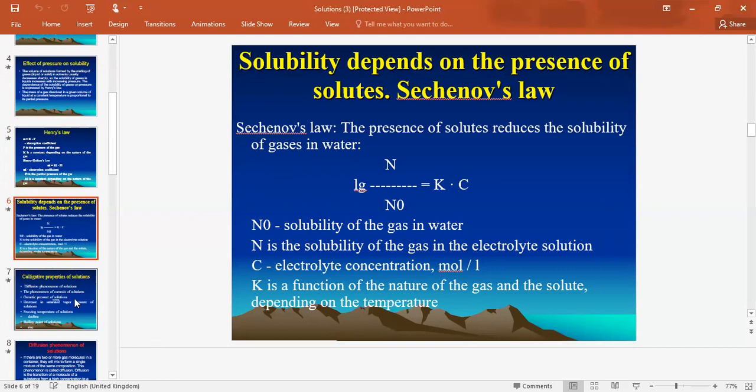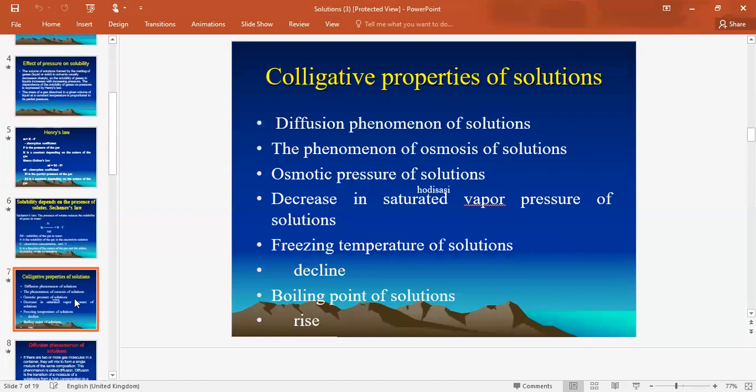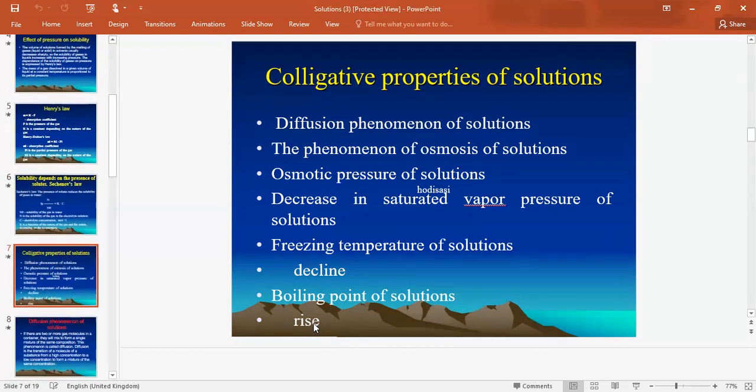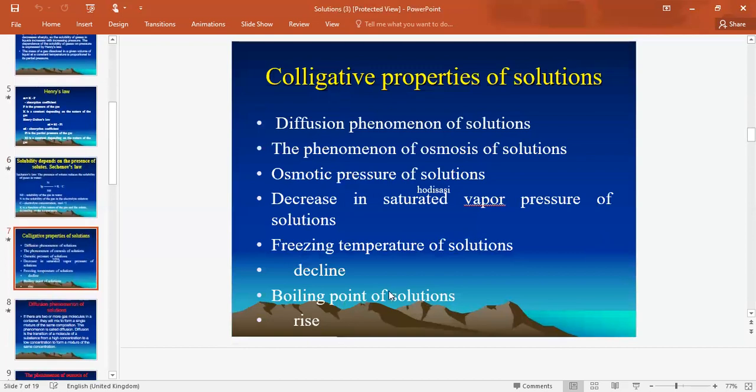Now, the next topic is colligative properties of solution. We have six colligative properties: the diffusion phenomenon of solution, the phenomenon of osmosis of solution, osmotic pressure of solution, vapor pressure of solution, freezing temperature, and boiling point. Freezing temperature means decline and boiling point rise, as we know already.